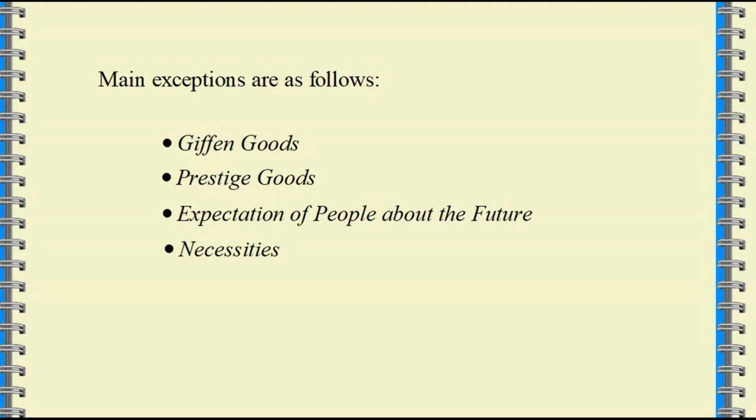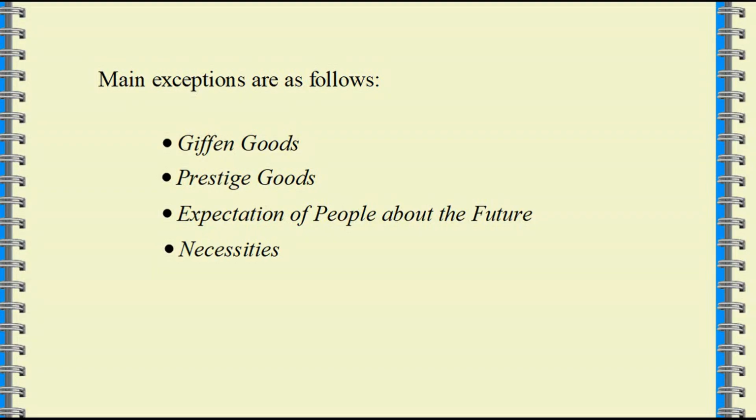Expectation of people about the future. This is the case, for example, when there is an increase in the price of the commodity at the current time. At present, consumers will purchase that particular commodity in high quantity, even if there is an increase in the price, because they might be afraid that there will be a much higher price in the future. This is one case that violates the law of demand. Whenever there is an increase in the price of the commodity, consumers purchase that commodity in high quantity. Why? Because they are afraid that there will be a much higher price in the future.